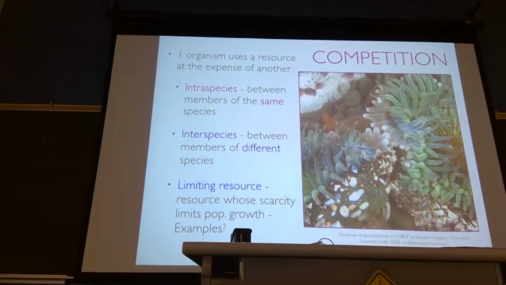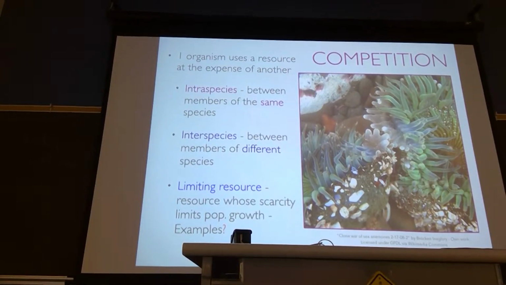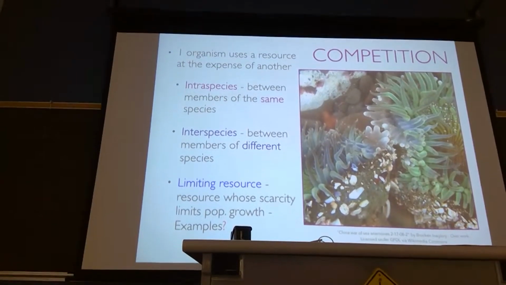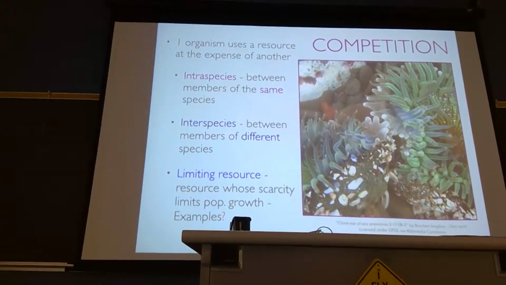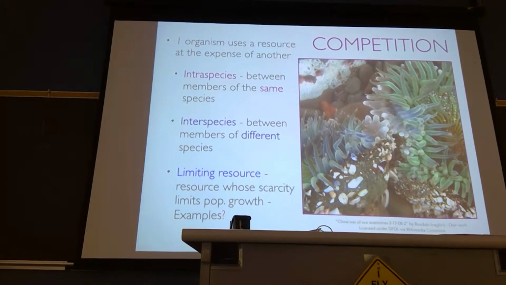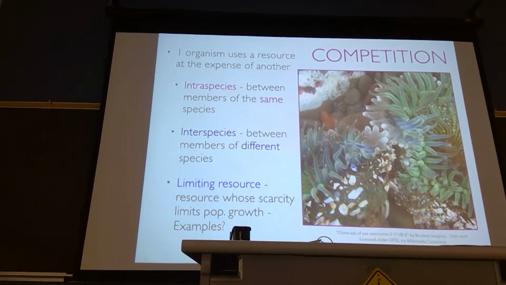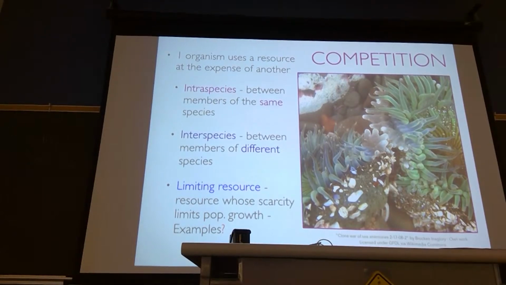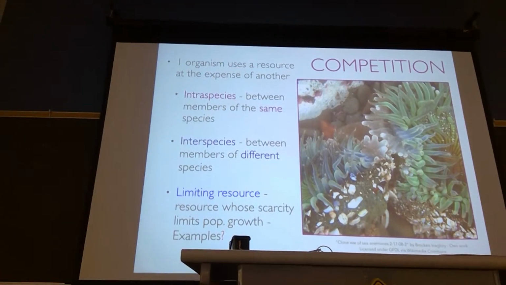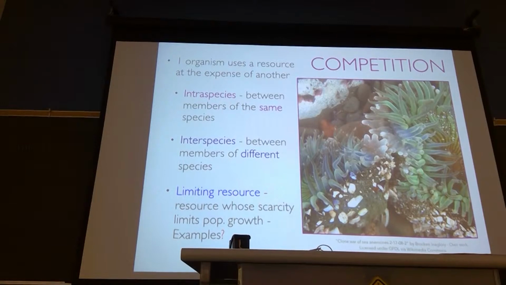So what would be some examples of limiting resources? Space, mates, food, shelter, territory. Good. That's pretty much it, okay? And again, you've got these abiotic things: shelter, access to clean water, access to light, space, and access to mineral resources. And then you have these biotic interactions: food, mates, territory.